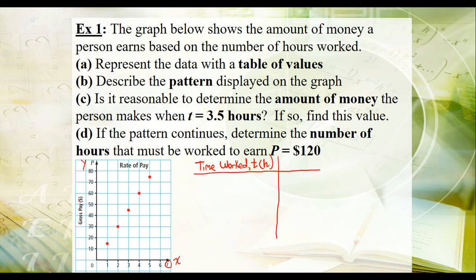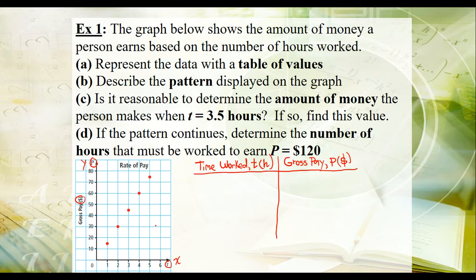Now my responding variable or the y variable would be my pay. So I can say my gross pay. So write the name of the variable, then a comma. What's the symbol for the variable? If you look at the graph here, it uses a capital P for it. And what are the units? The units would be dollars.